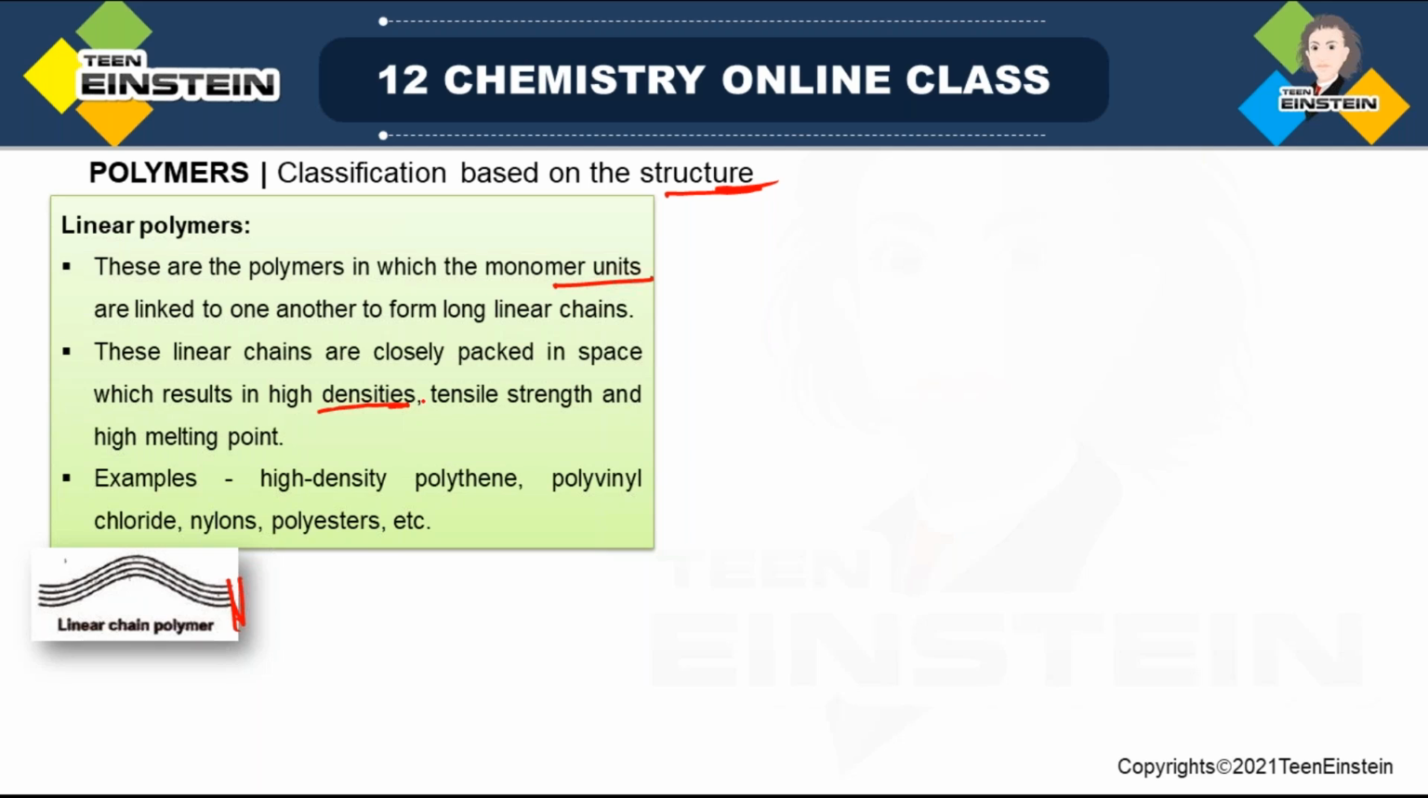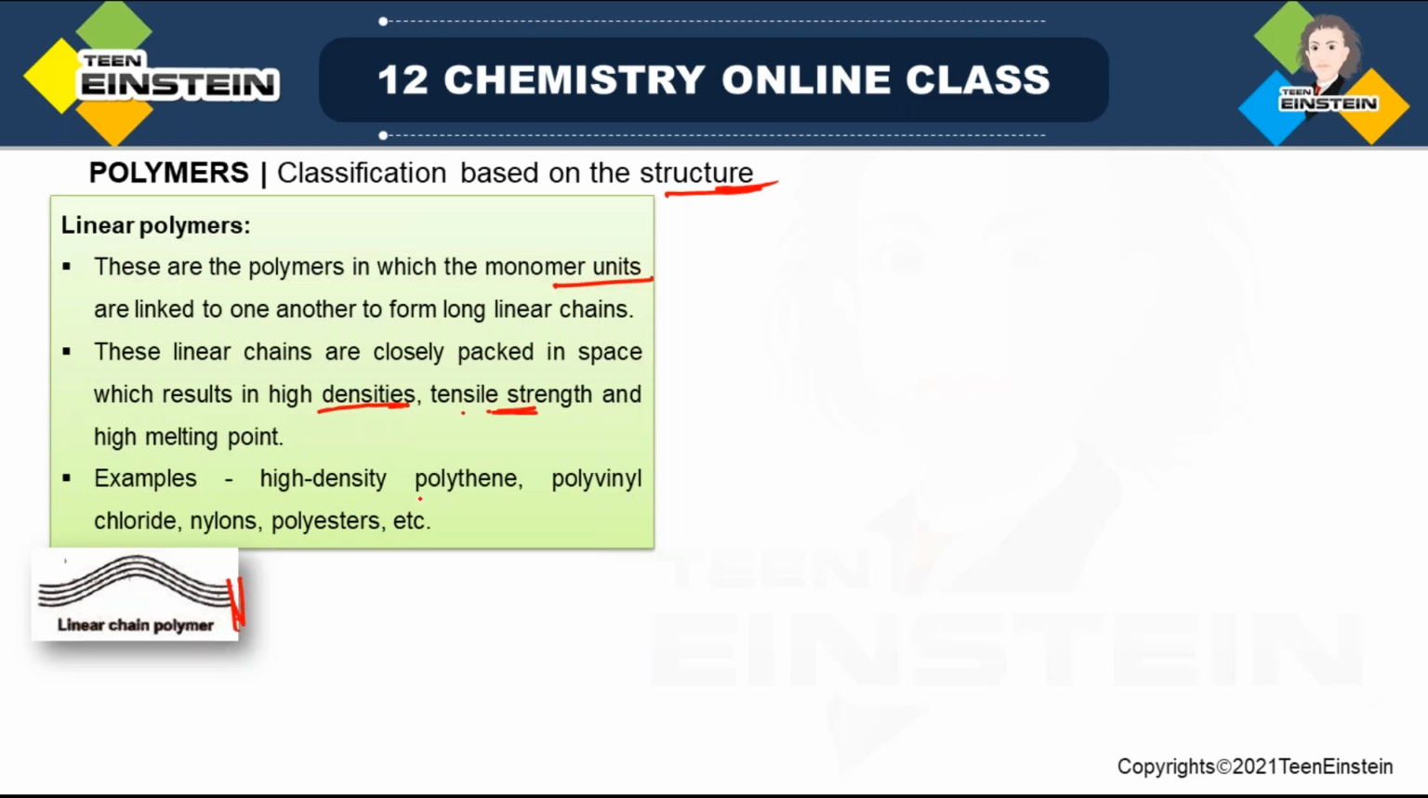And when density is very high, that is mass per unit volume, that value is very high, and the tensile strength, that is the resistance to breaking, will also be very high. And obviously the melting point is also high. Examples under this category is high density polythene.